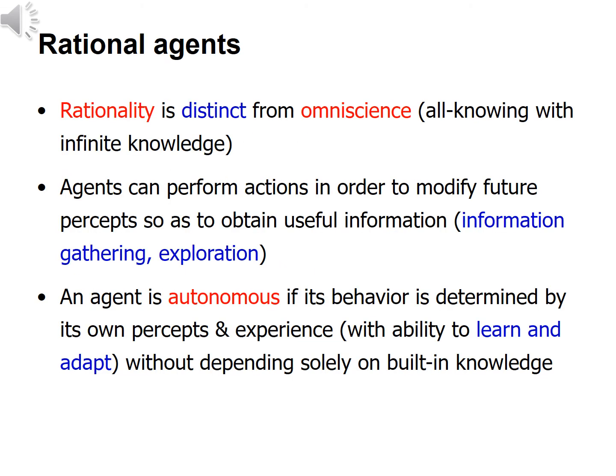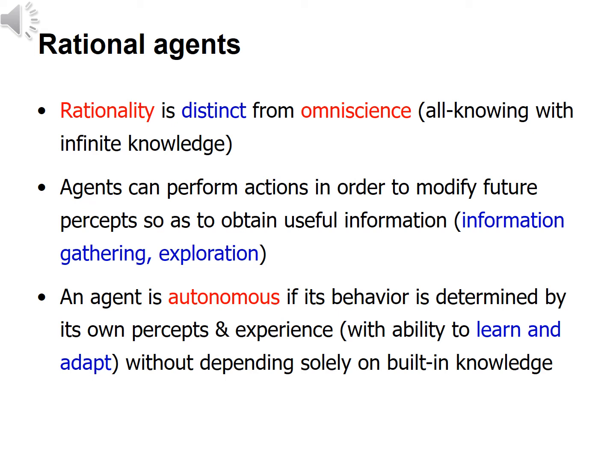Let's clarify some concepts when we speak about software agents. The first one is the concept of rationality. The concept of rationality is distinct from omniscience, that is, being all-knowing with infinite knowledge. Rationality is basically, given the information that the agent has, deciding the best possible course of action.